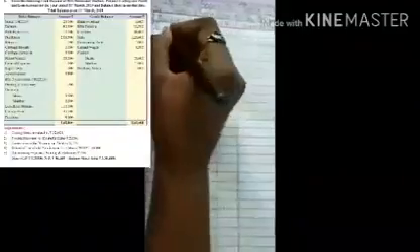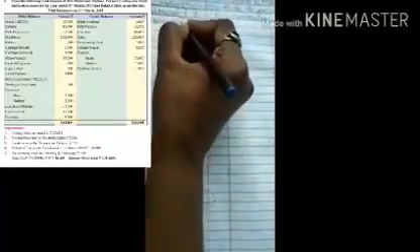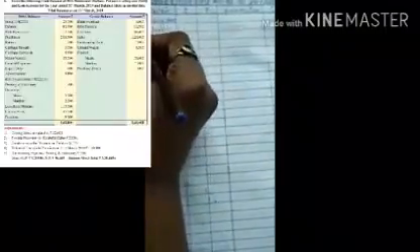Now we will start a solution of question number 4. Very first, trading account: start with the item "To opening stock." Then we have to write "To purchase less return."